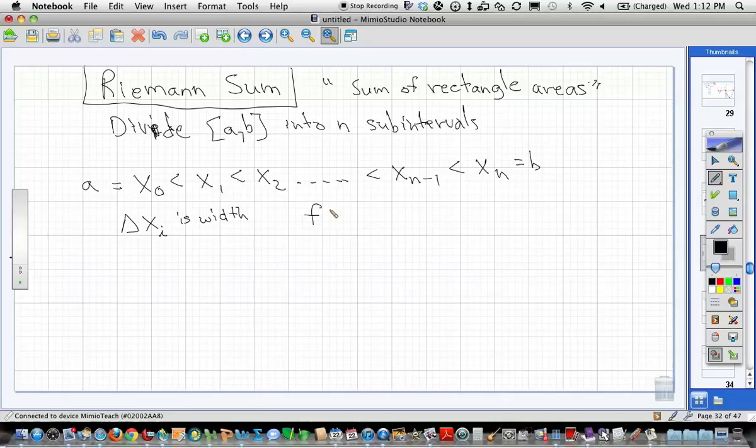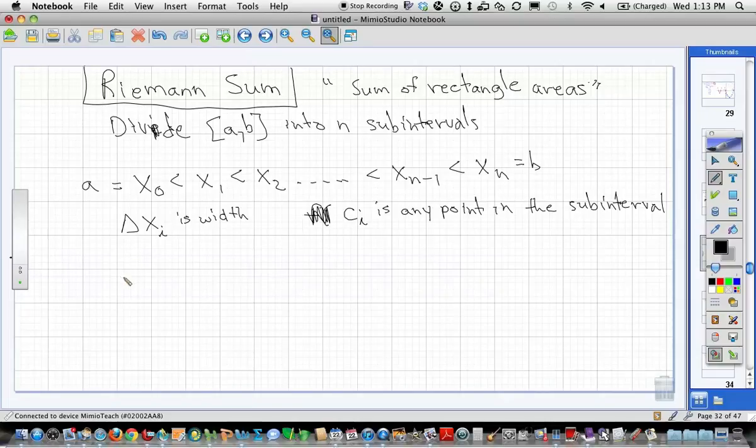The height is going to be f of, oh wait, time out. Jumping ahead of myself. c sub i is any point in the subinterval. Remember, it could be the left endpoint, it could be the right endpoint, it could be the midpoint, or it could be any point in that subinterval. By subinterval, again, I mean between -2 and -1, or between -1 and 0, and so forth. And there's a subscript i there because we have i of those subintervals.